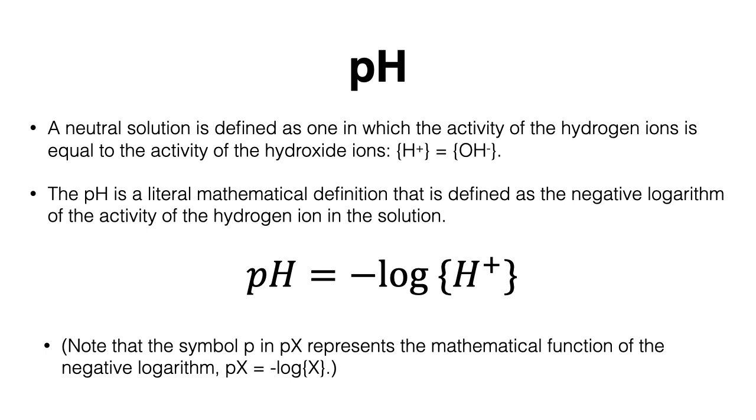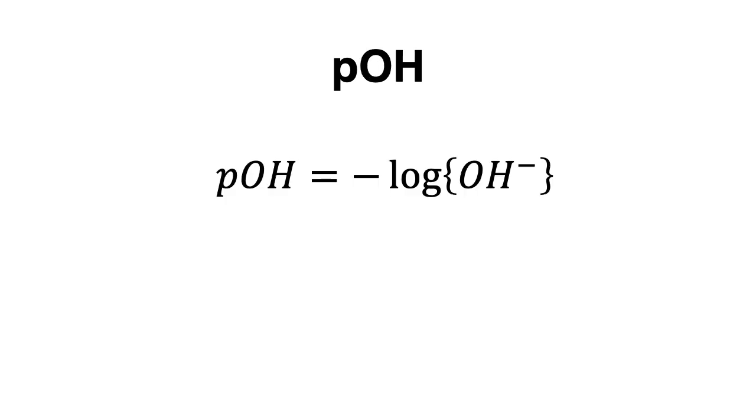So we find the pH of this solution by just taking the negative logarithm of the H+ concentration. In neutral water, since the H+ concentration is 10 to the minus 7th moles per liter, the negative logarithm of that value is 7. Thus, the pH of neutral water, a pure water solution, is 7. We can define the pOH in a similar fashion, where the pOH is just the negative logarithm of the activity of the hydroxide ion in solution.